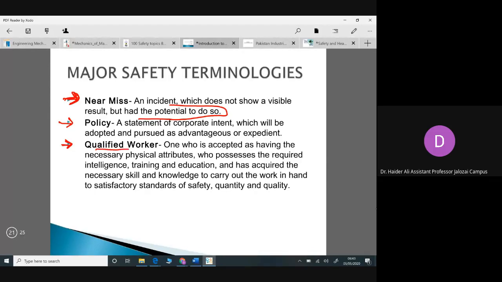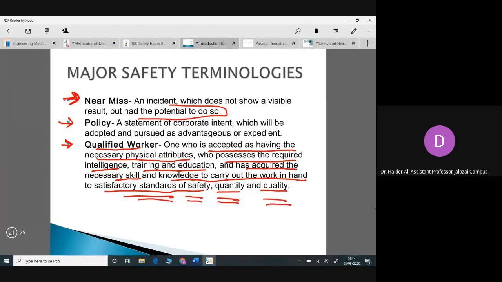A qualified worker is a person who is accepted as having the necessary physical attributes, who possesses the required intelligence, training, and education, and has acquired the necessary skill and knowledge to carry out the work in hand to satisfactory standards of safety, quantity, and quality. So a very comprehensive definition. It involves physical attributes, training and education, and the IQ level or intelligence level. And then the person should be capable of delivering the job to satisfactory standards of safety, quantity, and quality. If somebody is needed to work from 8 to 4 or 8 to 2, they should have the stamina to do that.